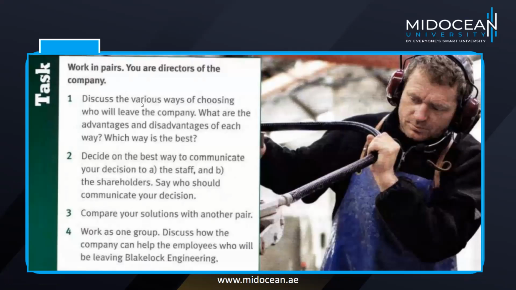So you have to discuss the various ways, الطرق العديدة المختلفة for choosing who will leave the company. الاختيار مين اللي هيسيب الشركة يترك الشركة. What are the advantages and disadvantages of each way? والمميزات والعيوب لكل طريقة. Which way is the best way? أفضل طريقة. Decide on the best way to communicate. قرر إيه أفضل طريقة للتواصل. To communicate your decision to. إنك توصل القرار بتاعك للستاف. إيه أفضل طريقة إنك توصل القرار بتاعك للستاف اللي هم طاقم العمل and the shareholders الناس الملاك أو ملاك الأسهم في الشركة. Say who should communicate your decision. شوف مين اللي هيوصل القرار بتاعك. Okay.